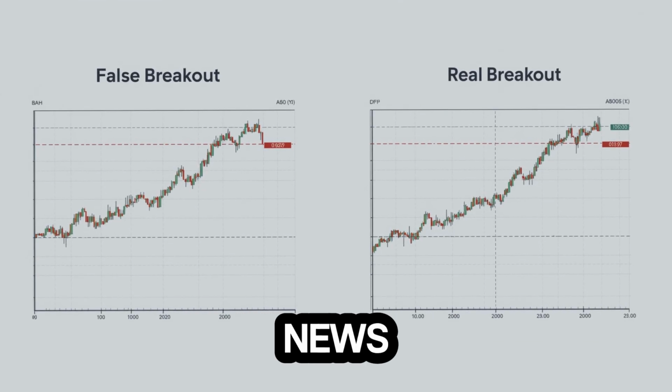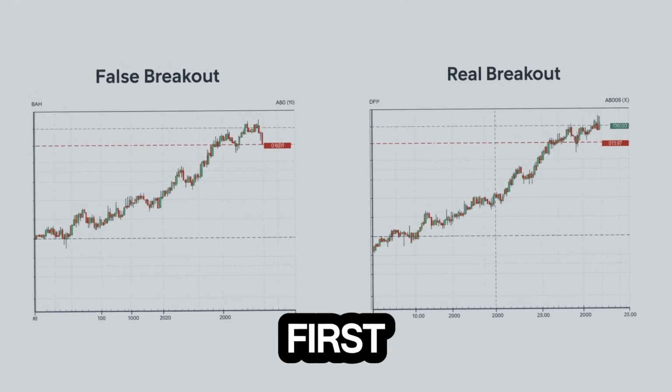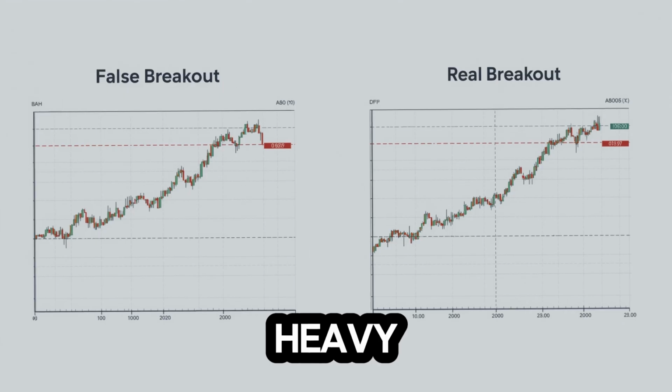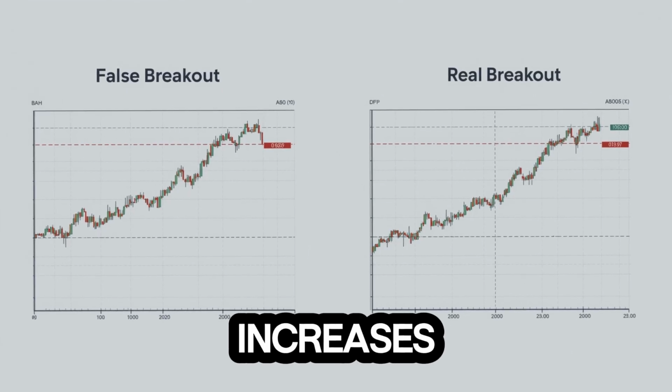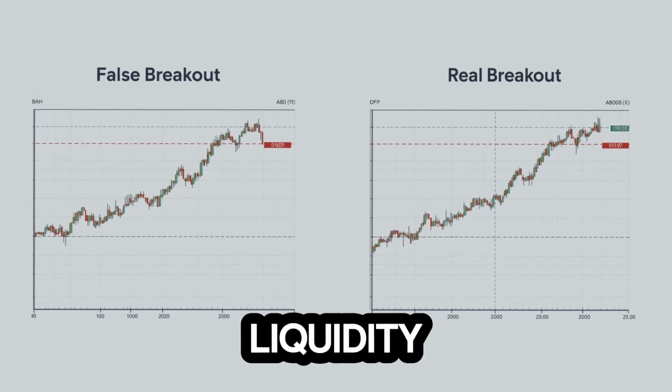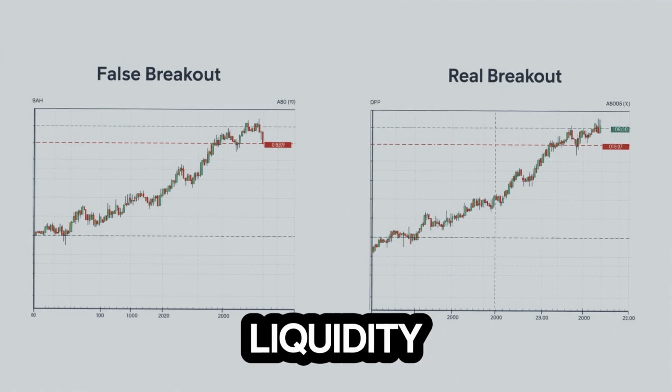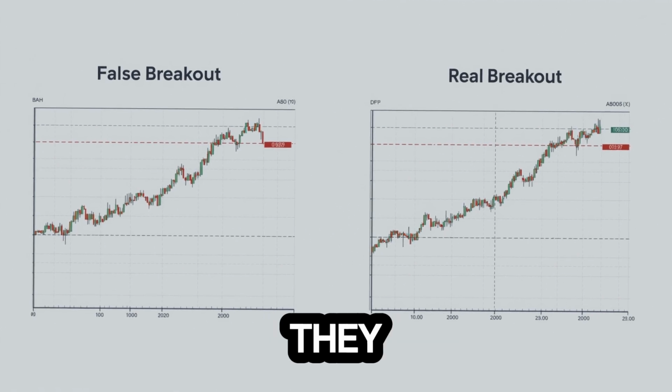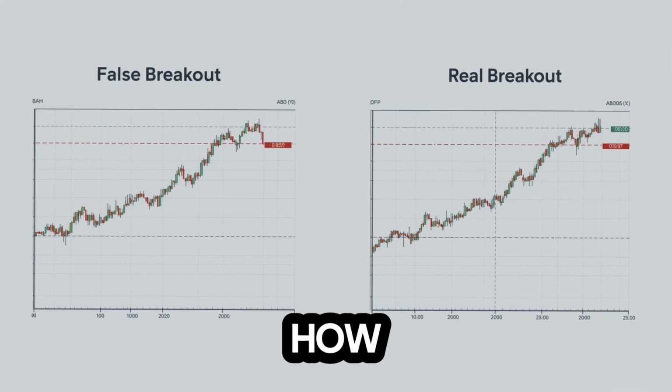News candles: sharp moves during news often grab liquidity first before the real direction begins. Volume spikes: sudden increases in volume equal liquidity being used. 3.4. Liquidity and market structure. How they connect: market structure tells you where price is going. Liquidity tells you how price will get there.